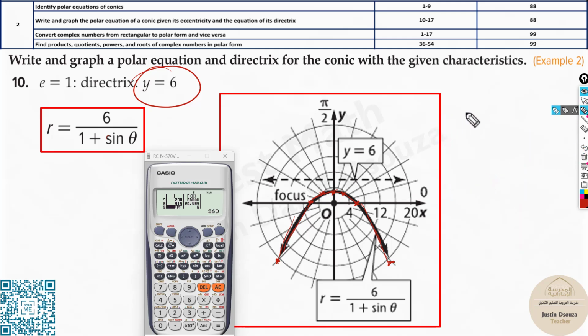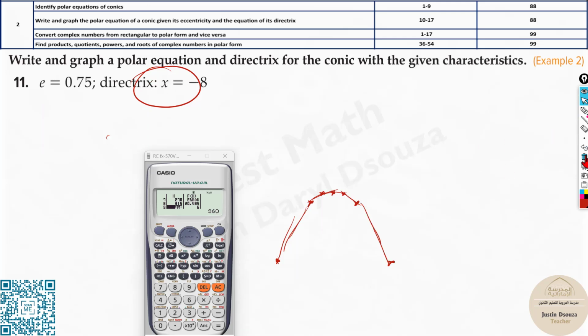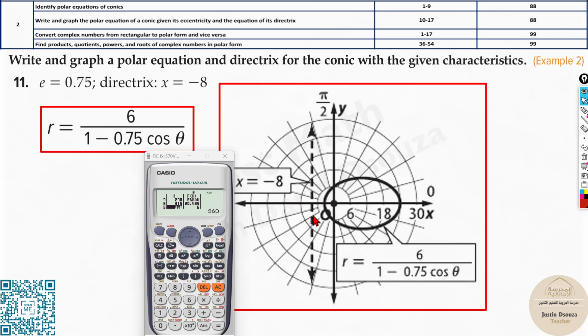You can use this method for any of the conic sections. Look, the next problem. I won't do the entire problem, but I'll just show you the graphing. Over here, you can see eccentricity is 0.75, so it's an ellipse. And it's minus, and x is given, so it's cosine. Okay, you got this equation. Now you can just go to mode 7 and type in the equation: 6 divided by 1 minus 0.75 cosine x. Close the bracket.